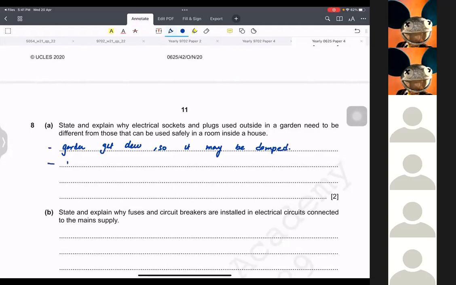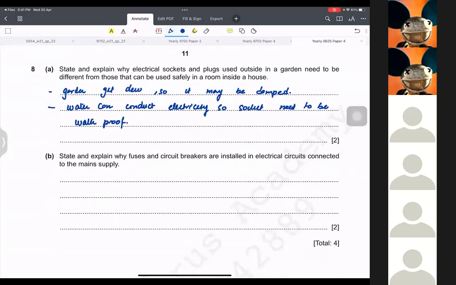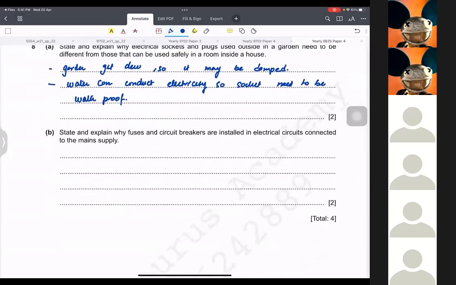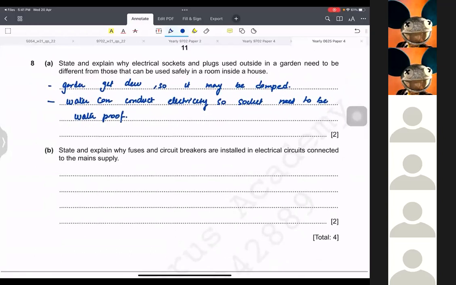So, and for second mark, water can conduct electricity. So sockets need to be waterproof. It's very important. Now, state and explain why a fuse or circuit breaker is installed in an electrical circuit, basically connected to the main supply.